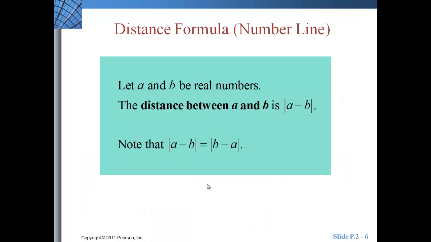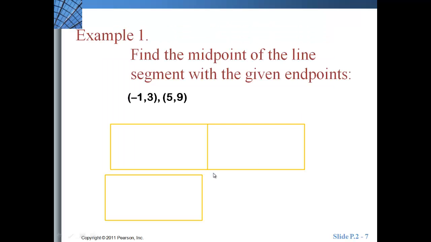If we want to, there's also distance on a number line. So if they just give you 2 numbers and they're not in ordered pairs, this is how it's defined. The distance between 2 numbers is the absolute value of their difference. And absolute value of A minus B is the same as the absolute value of B minus A.